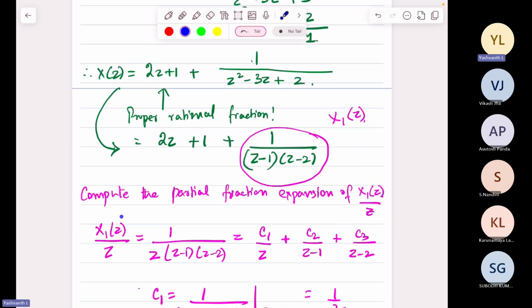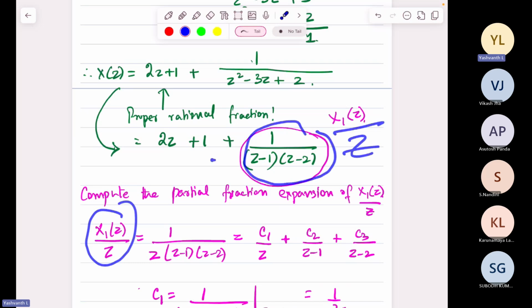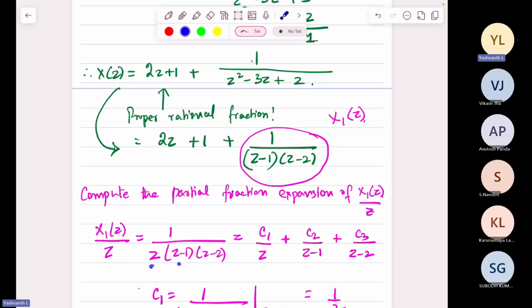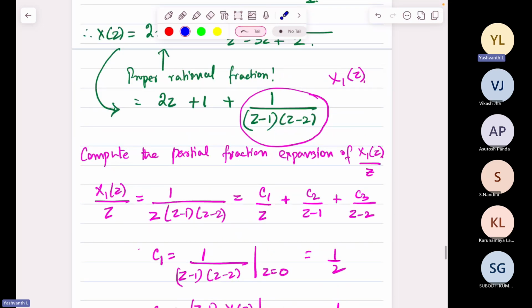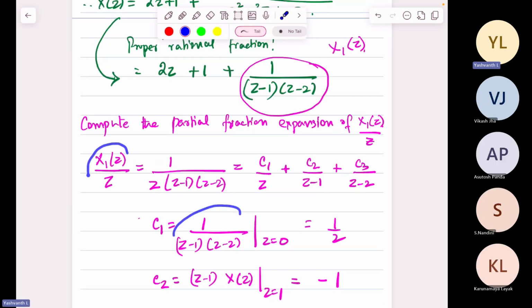So X1 of z is nothing but 1 by z minus 1 into z minus 2. If you divide by z on both sides, you get X1 by z equal to 1 by z into z minus 1 into z minus 2. This has three poles, at z equal to 0, z equal to 1, and z equal to 2. So you can write this in partial fraction expansion as c1 by z plus c2 by z minus 1 plus c3 by z minus 2, where c1 is given by X1 of z into z at z equal to 0. It is nothing but 1 by z minus 1 into z minus 2 at z equal to 0, which is equal to half.